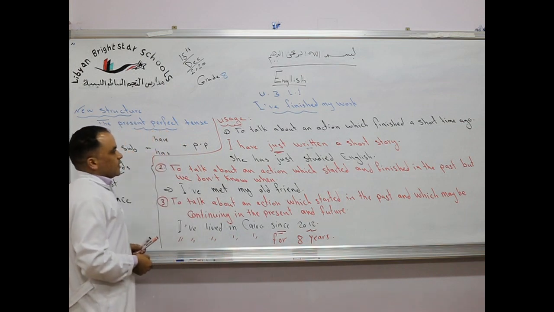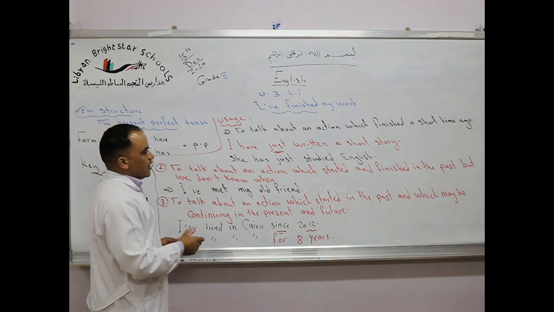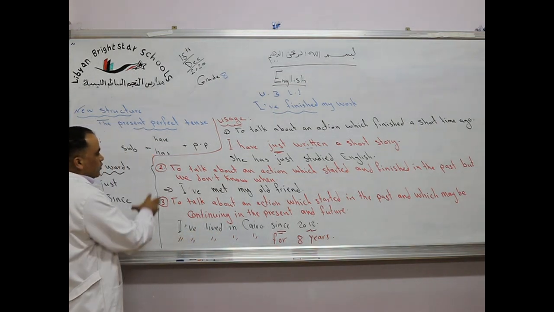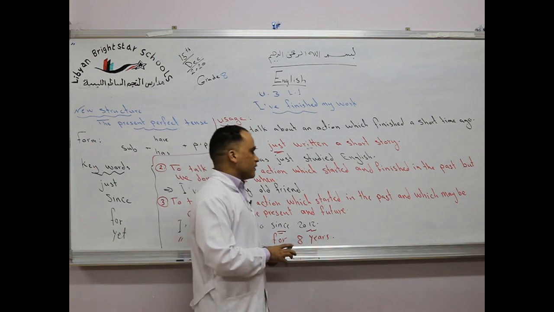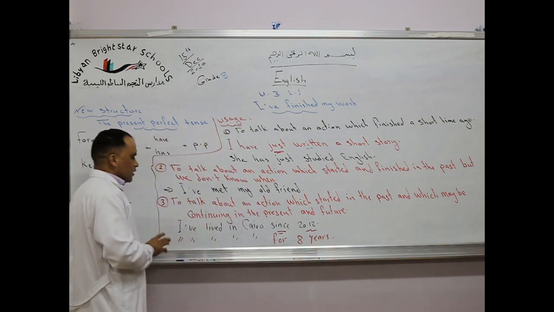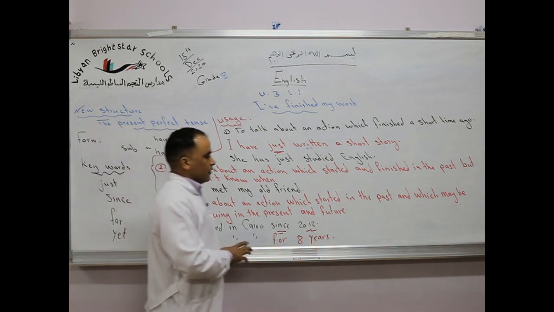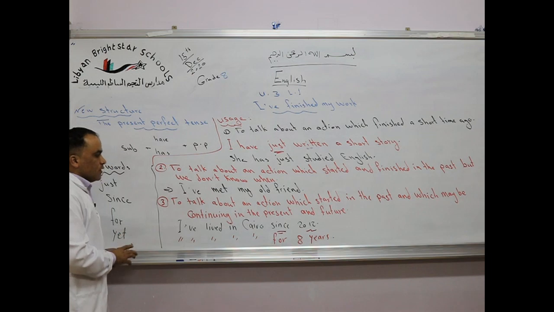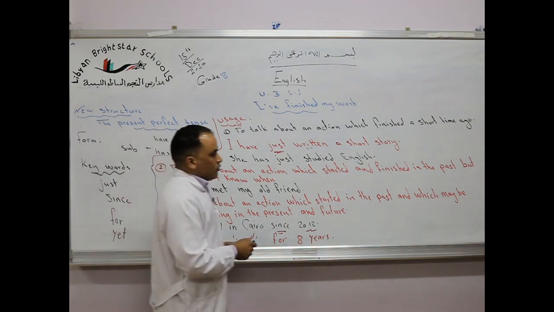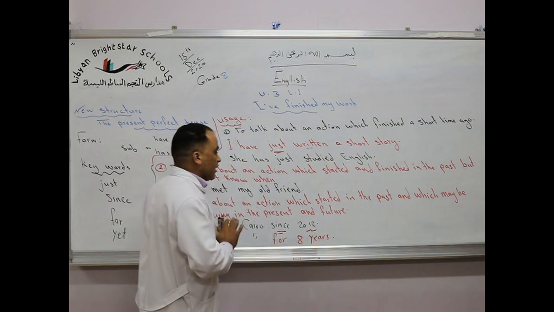We have 3 usages: to talk about an action which started and finished a short time ago. The second one, to talk about an action which started and finished in the past but we don't know when. The third one, to talk about an action which started in the past and which may be continuing in the present and future. Okay? And we can use the present perfect to talk about an action which hasn't happened yet.